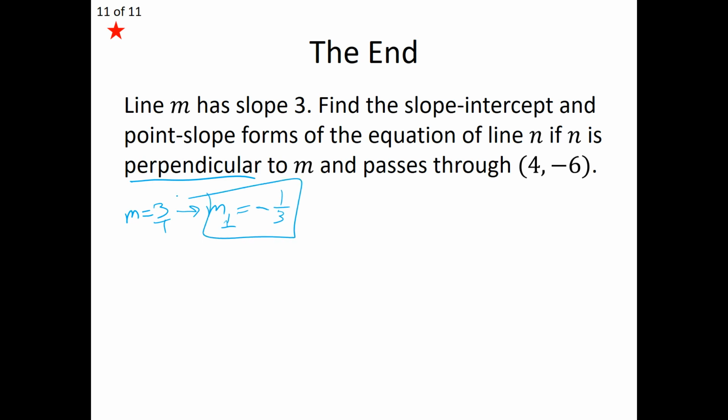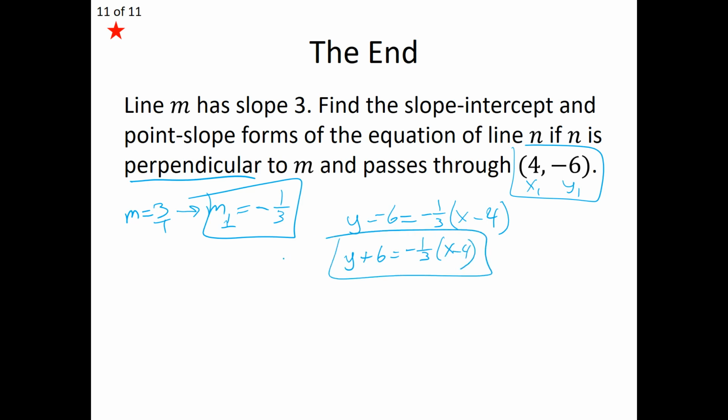So there is the slope we'll be using with our x sub 1, y sub 1 of our ordered pair, and we'll plug this into the point slope form, and then we'll turn that into the slope intercept form as well. So y minus y sub 1, so y minus negative 6 equals our value of m, which is negative 1/3, times x minus x sub 1, which is just 4, and then we can solve. So we can polish that up just a little bit. y plus 6 is equal to negative 1/3 times x minus 4, and there is our point slope form.